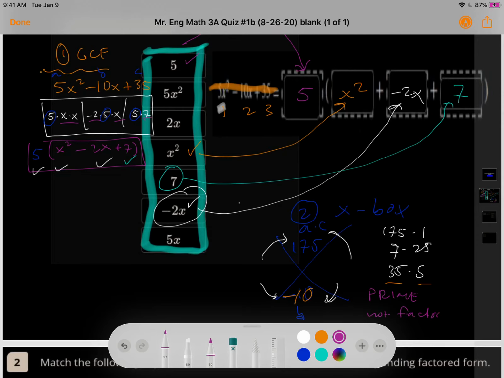Now, let's just make sure we're on the same page. You would not put this as your answer. No. Why? Because you can always take the greatest common factor in that problem.